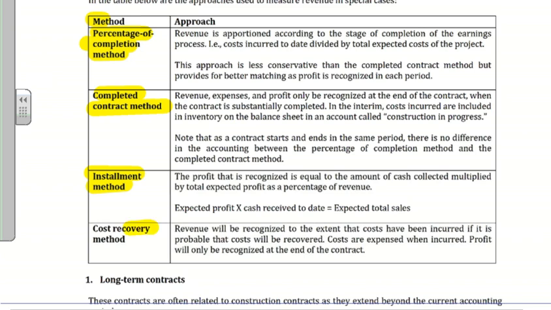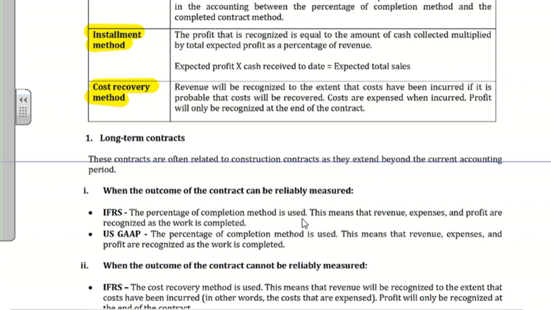And another interesting method is called the cost recovery method. Okay, revenue is recognized to the extent that costs have been incurred. In other words, I can only recognize as much revenue as the costs that relate to that particular contract. In other words, no profit will ever be recognized on a contract until it's all completed, because until it's completed, what am I recognizing? Only as much revenue as is required to cover my costs. Everybody comfortable with that? Okay.